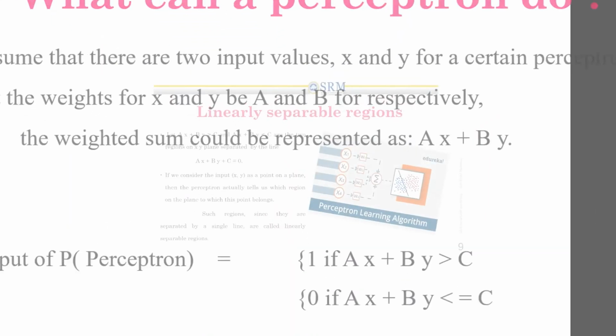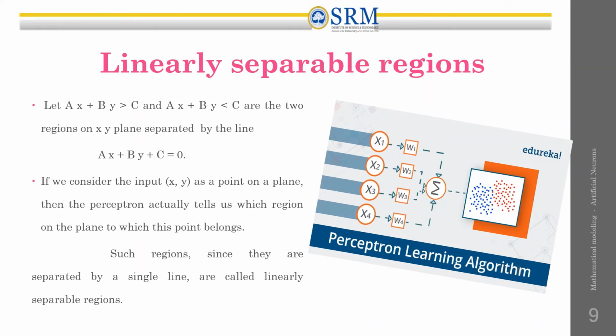Now, let us assume that we have been given an xy plane and there are two regions, ax plus by greater than c and ax plus by less than c, and these two regions are separated by a line called ax plus by plus c is equal to 0. And further, we have been given a point x comma y. The perceptron is able to tell us to which region on the plane the respective point belongs. Such regions, since they are separated by a line, are called linearly separable regions.